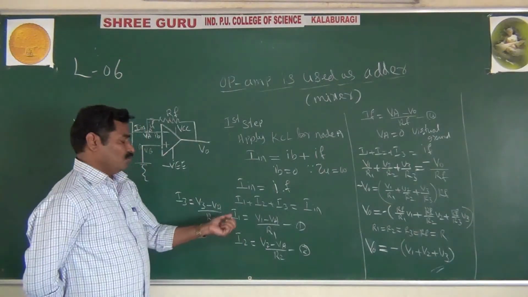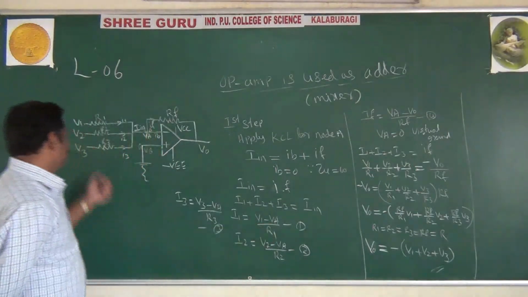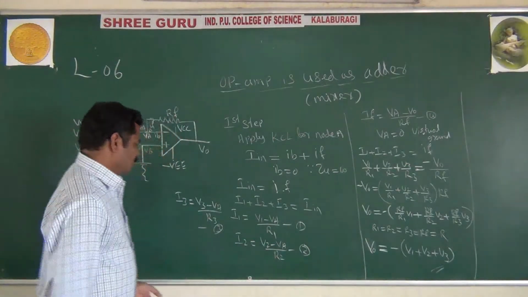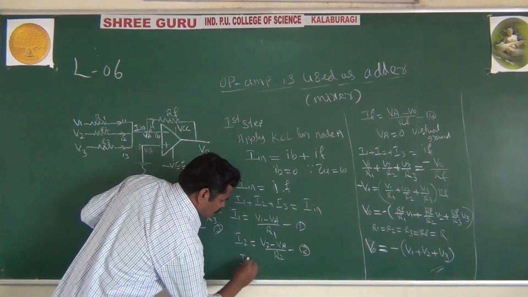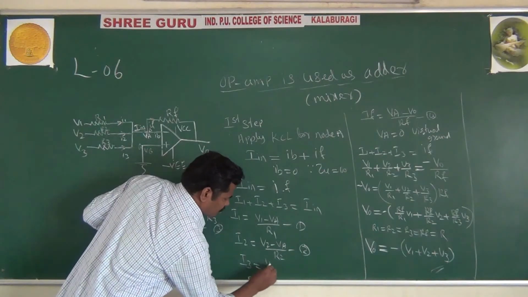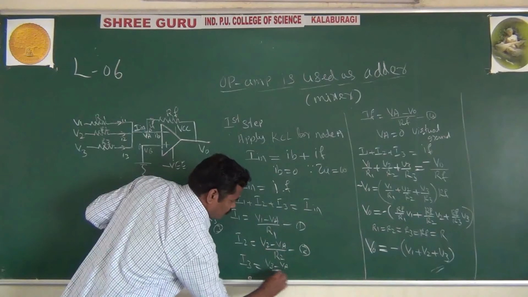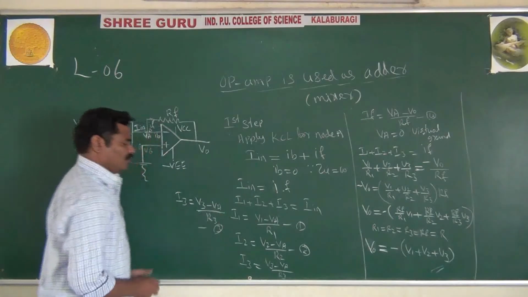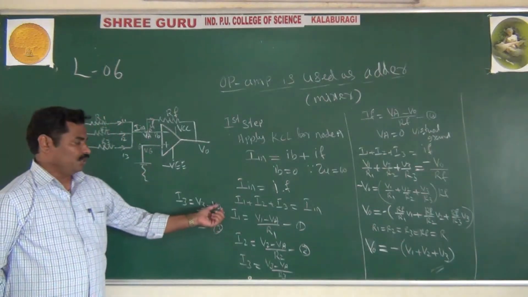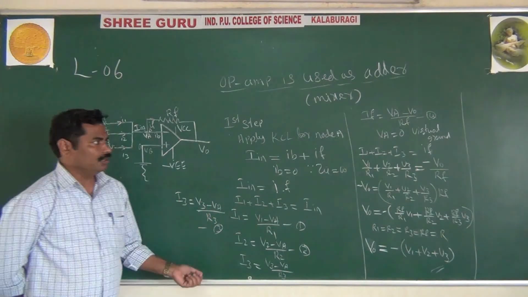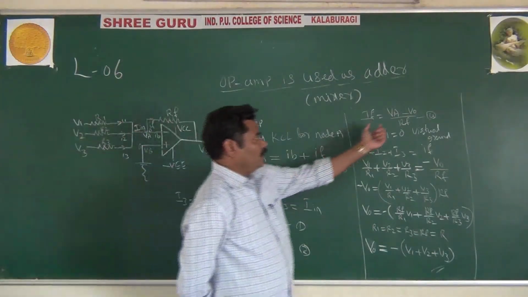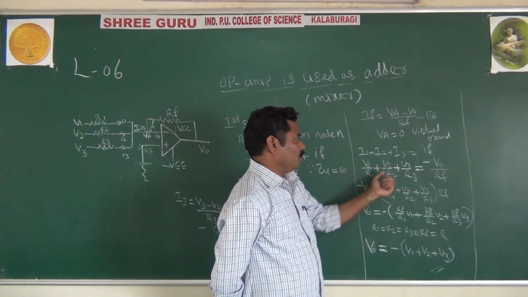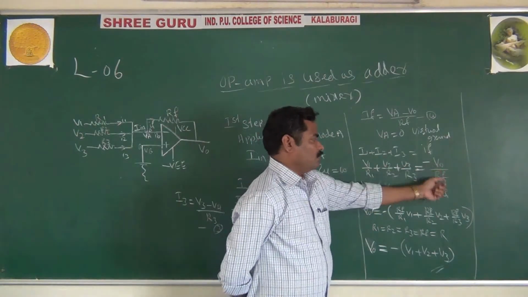According to Ohm's law, I1 is V1 minus VA by R1, and I2 is V2 minus VA by R2, I3 is V3 minus VA by R3, as written here also. Because of the virtual ground, VA is 0. And in place of IF, we can write VA minus V0 by Rf, and VA is 0 because of the virtual ground. We get V1 by R1, plus V2 by R2, plus V3 by R3 equal to minus V0 by Rf.